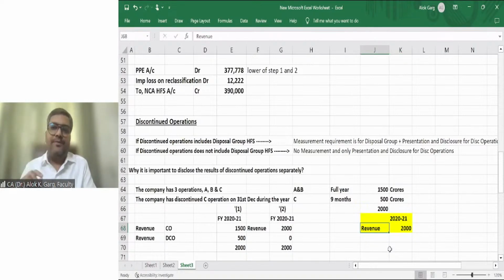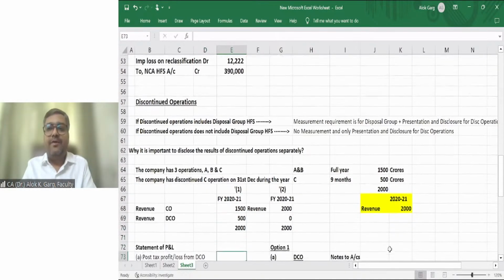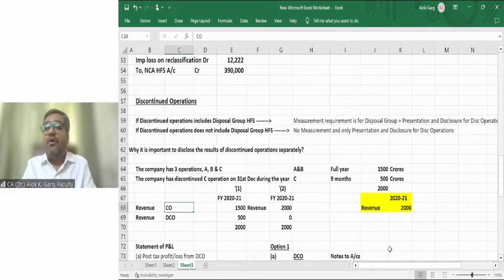Now the company has two options, and you need to tell me which is the better option to present in the P&L. Option number one: the company presents in its profit and loss account revenue from continuing operations 1500 crores, revenue from discontinued operations 500 crores, total revenue 2000 crores. The second option: the company simply shows revenue from operations of 2000 crores. Which is the better presentation, option one or option two? Please tell me.